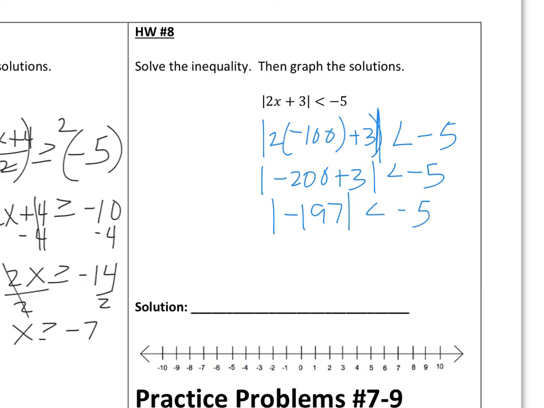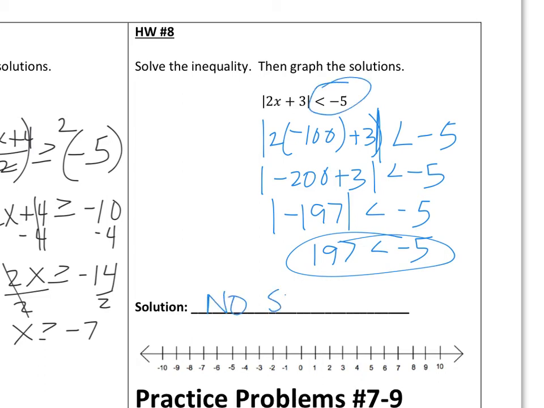But the absolute value of -197 is positive 197. And this is not true, because a positive is never less than a negative. So if the absolute value says that it's less than a negative, there's no solution, because it's never true that an absolute value is less than a negative. An absolute value will always be greater than a negative.